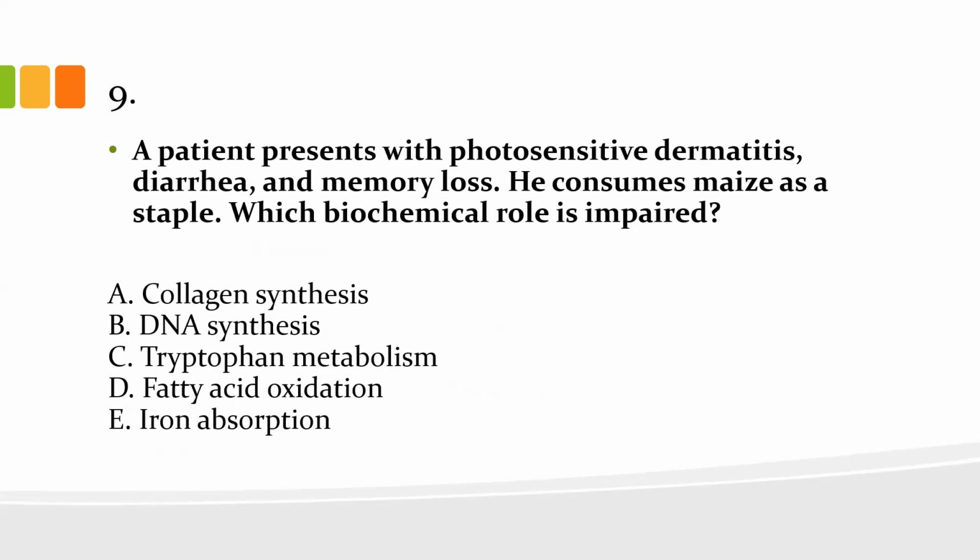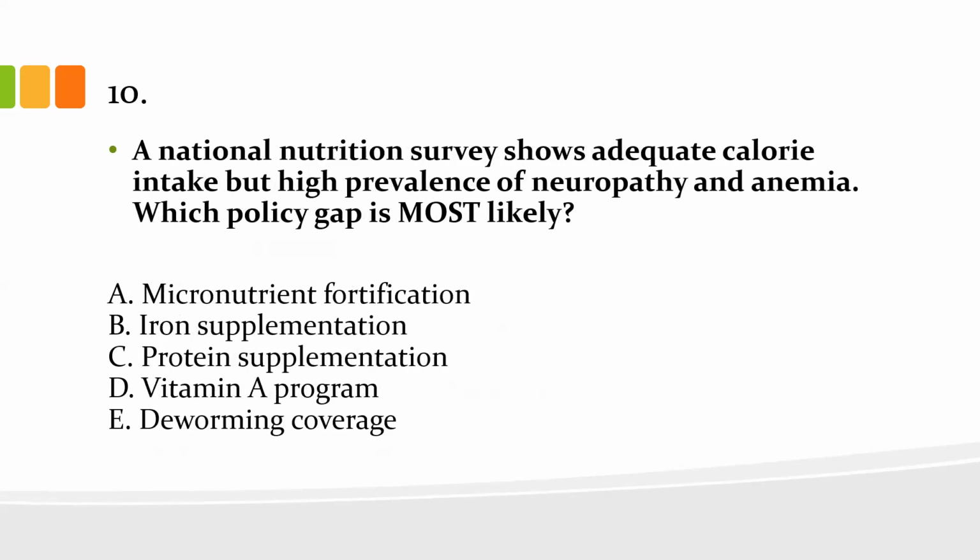The ninth MCQ is, a patient presents with dermatitis, diarrhea, and memory loss. He consumes maize as a staple. Which biochemical role is impaired? A, collagen synthesis, B, DNA synthesis, C, tryptophan metabolism, D, fatty acid oxidation, E, iron absorption. The right answer is C, tryptophan metabolism. People who consume maize as a staple food, maize has bound tryptophan, so it leads to the deficiency of niacin.